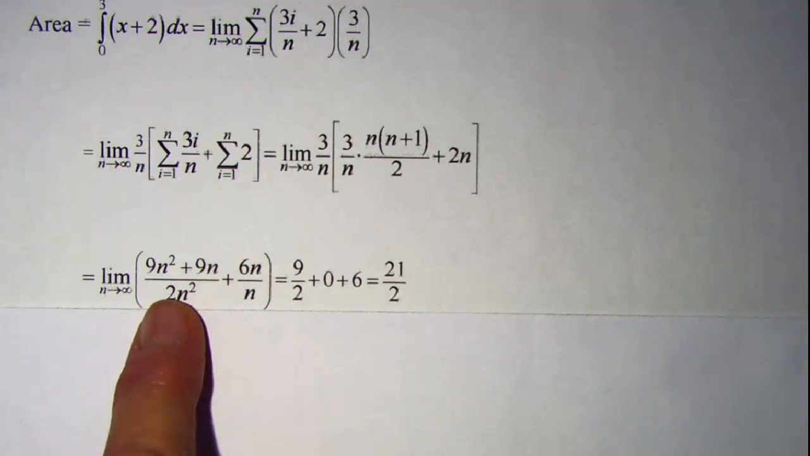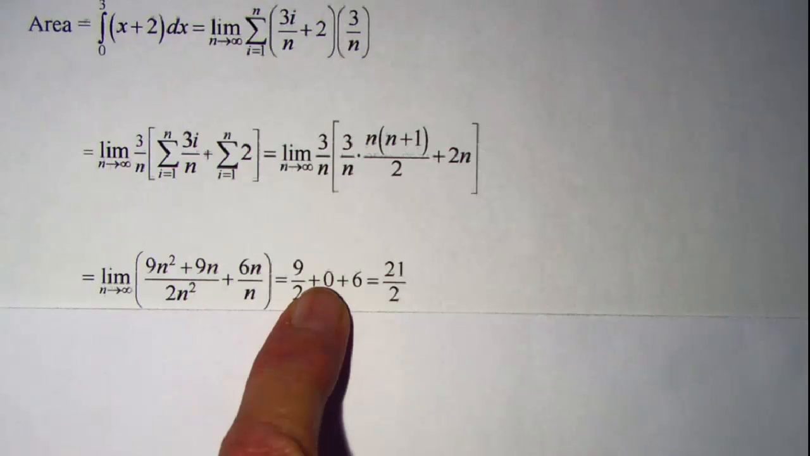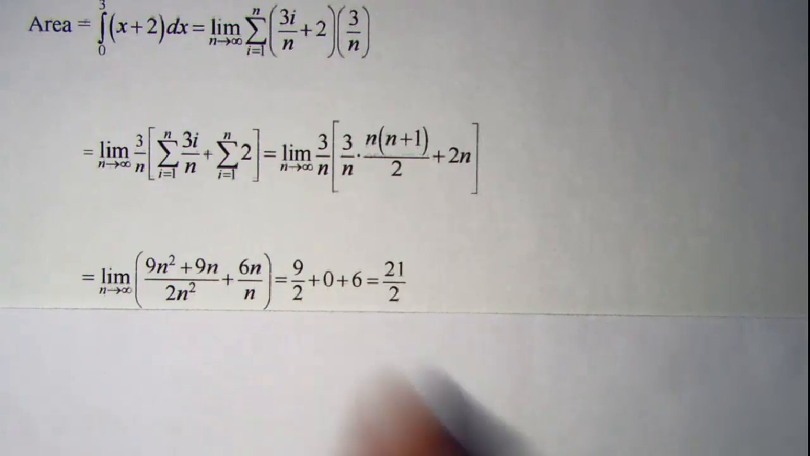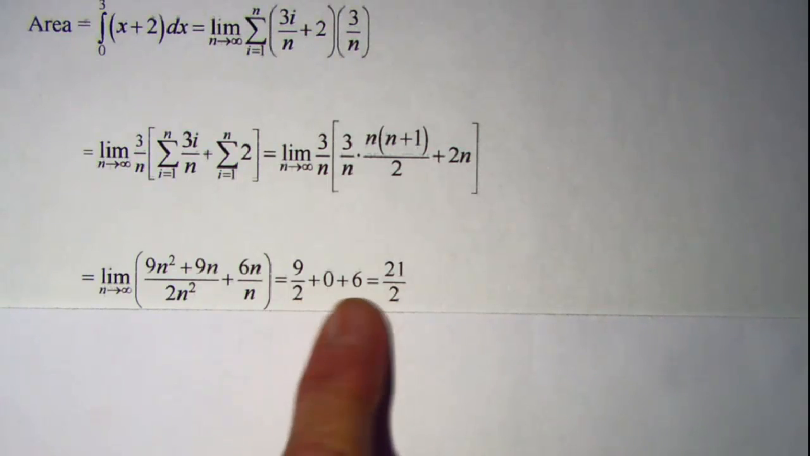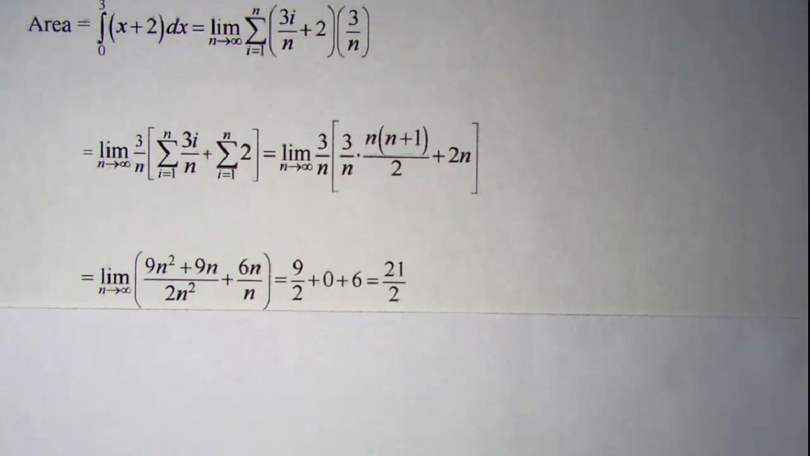That'll be 9 over 2. My second one will be 9n over 2n squared, which when I do a limit on that goes to 0. And then 6n over n is just 6, and since there's no n's there, the limit is 6. The sum of these constants is 21 over 2. So the area shown as that definite integral from 0 to 3 of x plus 2 dx is equal to 21 halves.